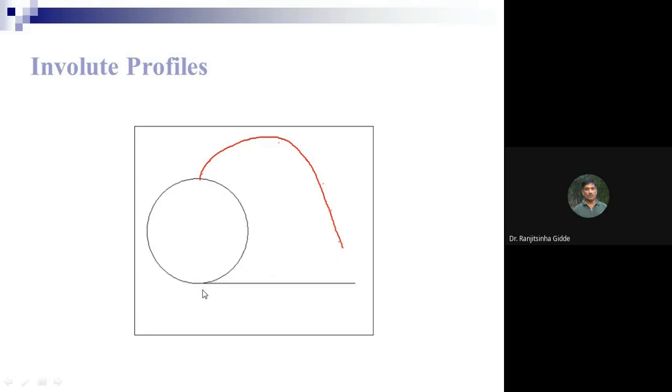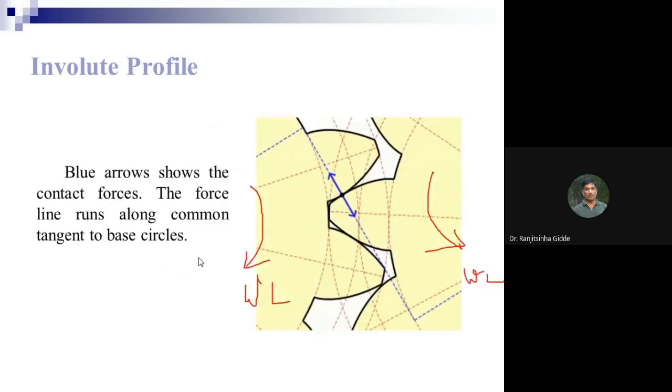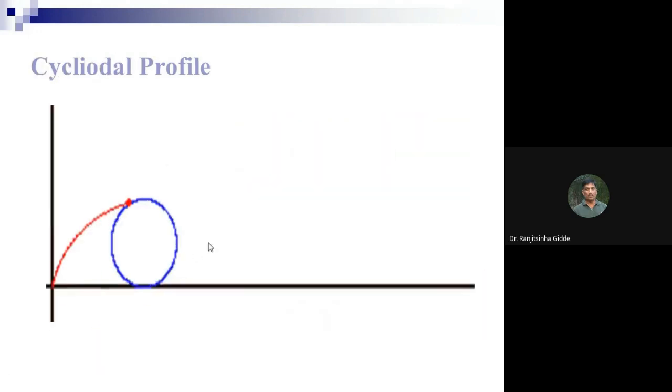Right? This is called the involute curve, the profile consisting of the involute curve. Then the next type of tooth profile or form is the cycloidal profile, right? So what is the definition of that cycloidal profile?